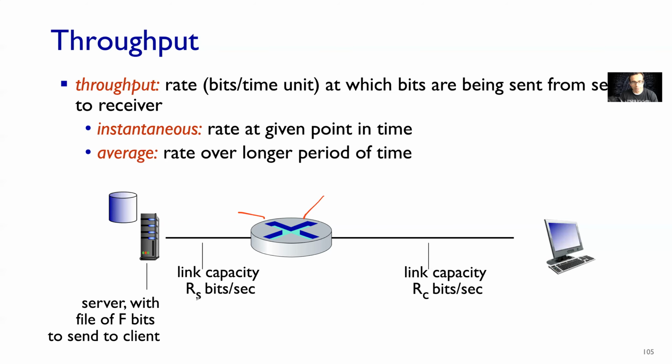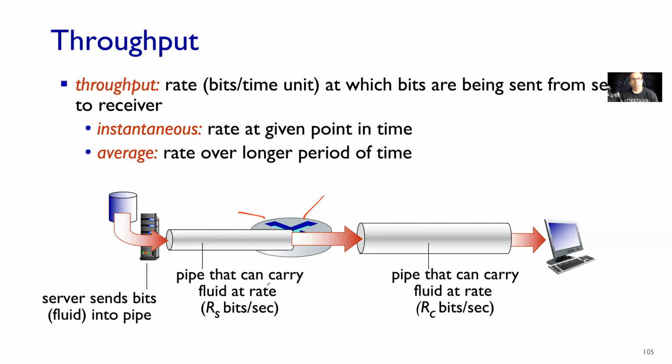The link capacity here is RS bits per second. The bandwidth here is RC. Notice I keep using the terms bandwidth, link capacity, and transmission rate interchangeably. Pretty much means the same in the context of our discussions. So an abstraction we can use to simplify the understanding is a fluid abstraction. We assume the bits are effectively some fluid like water. We assume the links are effectively pipes carrying fluid at the given rate.